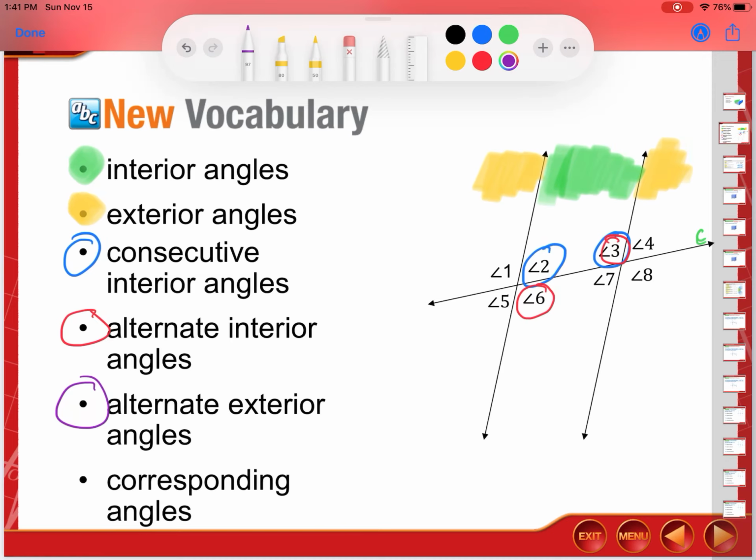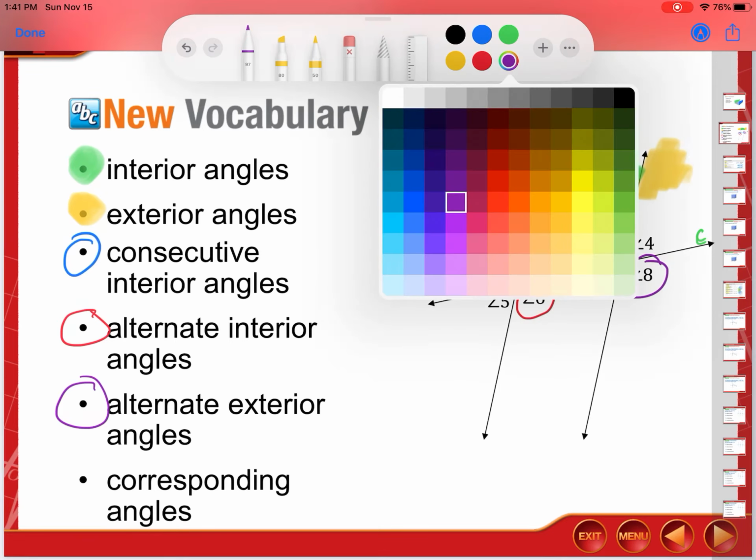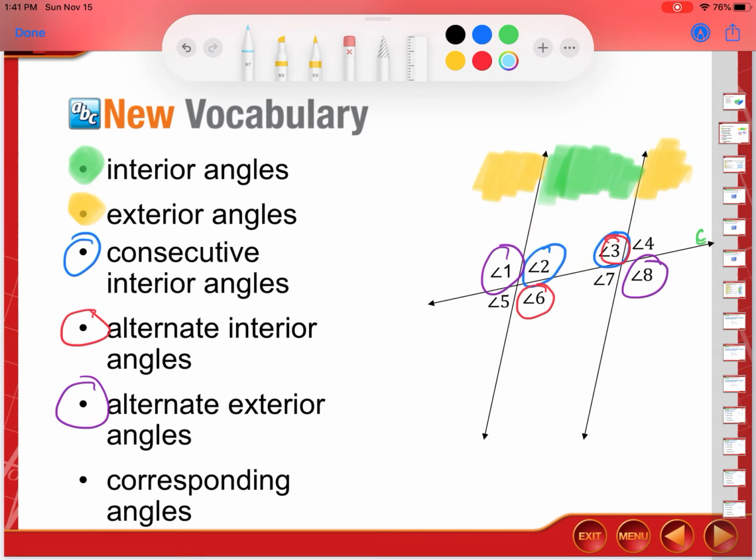Alternate exterior angles are much like alternate interior angles. They have to be on opposite sides of the transversal and one on each set of intersections. So like 1 and 8 would be alternate exterior angles. So would 5 and 4. It's just dealer's choice on whichever ones you want to choose. What's a color we haven't used yet? Let's go with something distinctive like this. This blue is pretty distinctive.